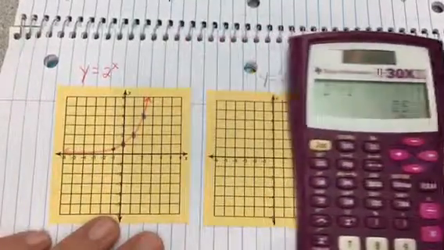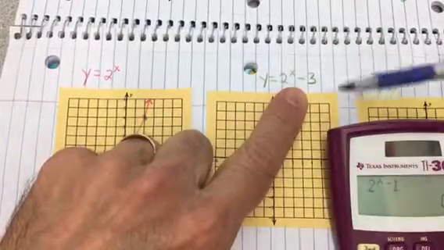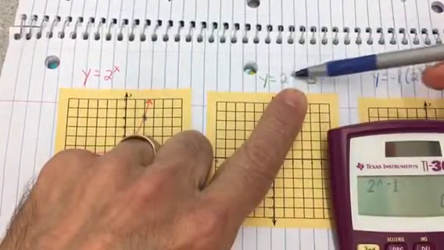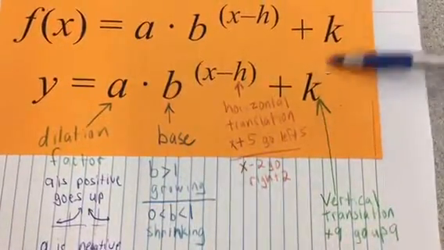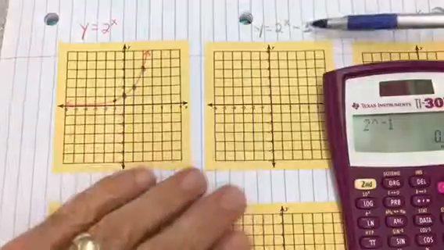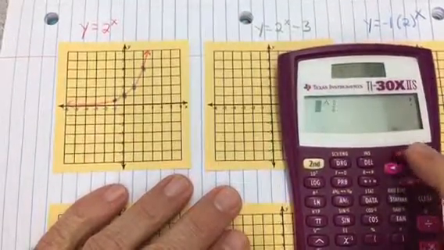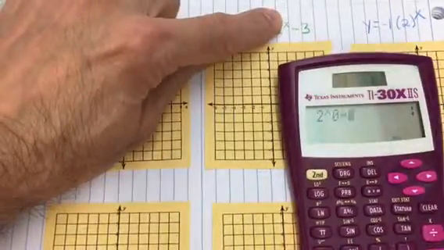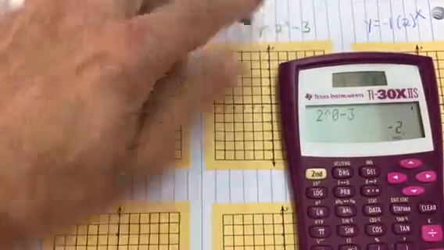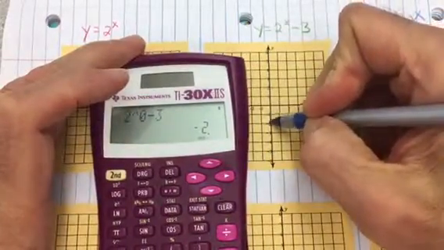Okay, let's say I'm going to do this. Since it's outside the x, we're dealing with a vertical translation. This should make it go down 3. Let's try it out. Go to our original ones. 2 to the 0 power, 2 to the 0, minus 3, negative 2. So when I put in 0, negative 2.